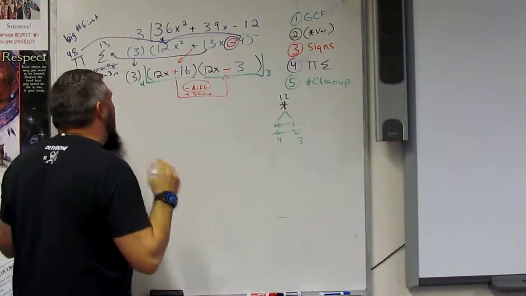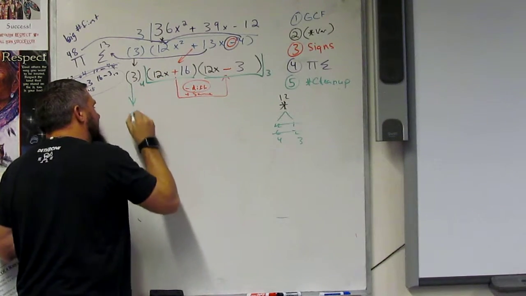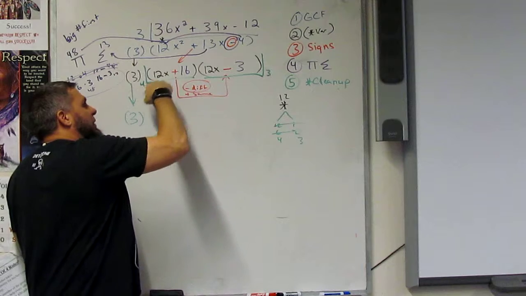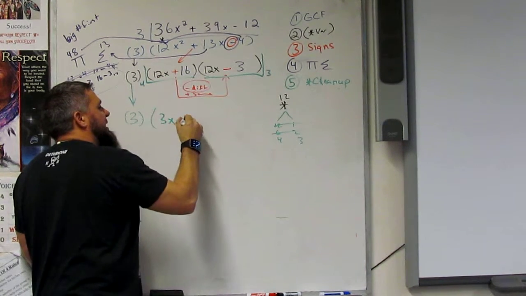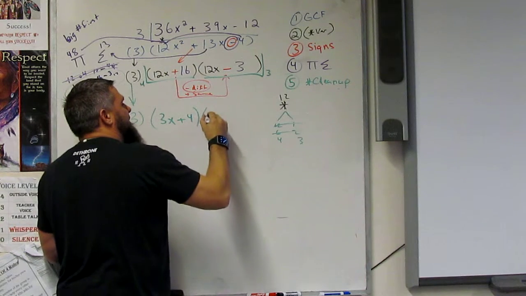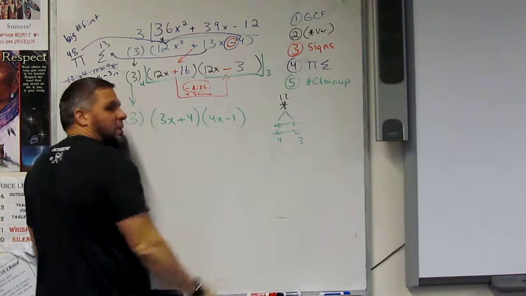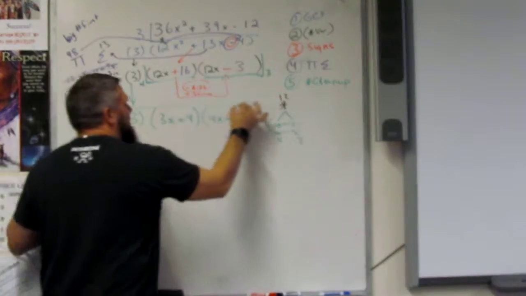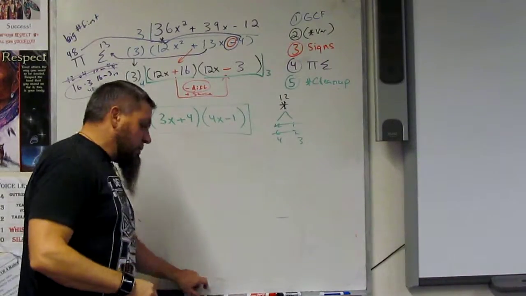Okay? And so how many times is 4 going into 12? So remember, bring this 3 down. How many times is 4 going into 12? 3 times. How many times is 4 going into 16? 4. How many times is 3 going into 12? 4. How many times is 3 going into 3? 1. And that is your answer.